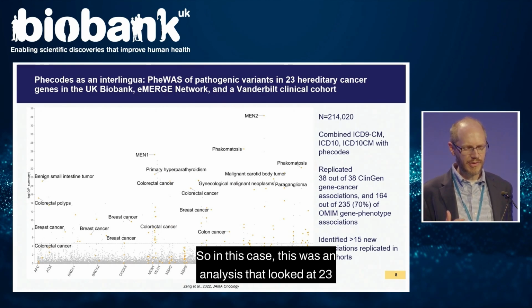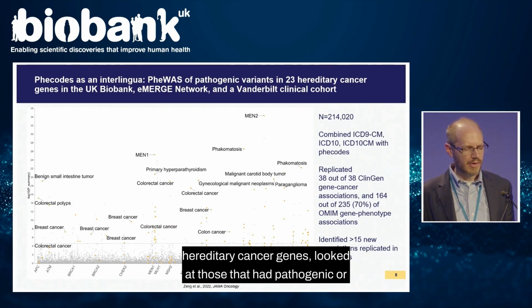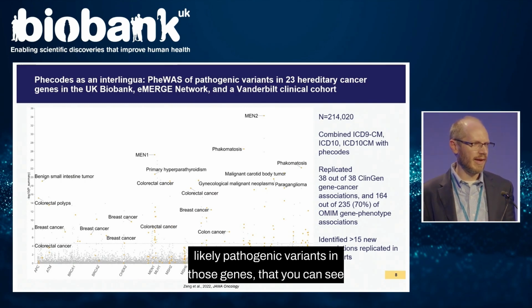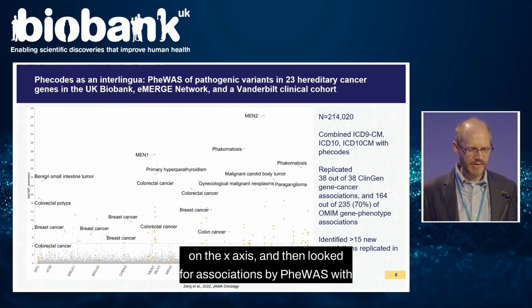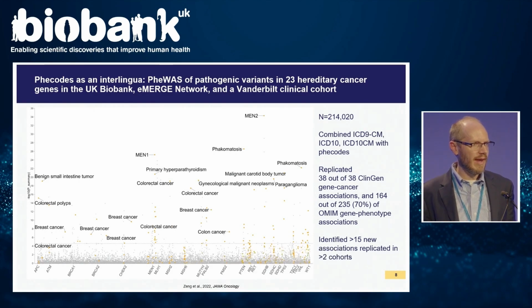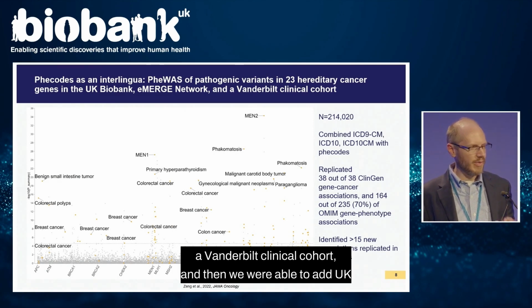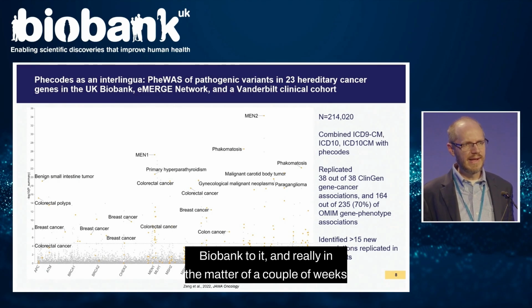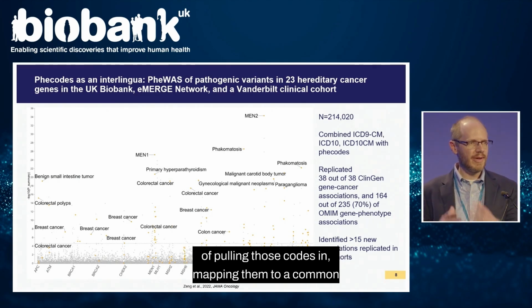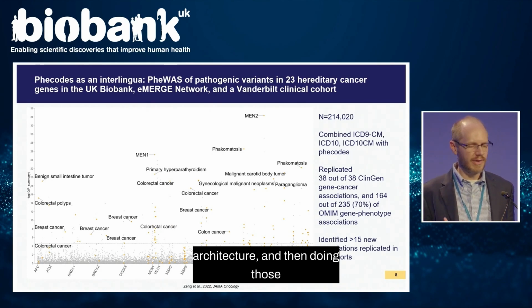So in this case, this was an analysis that looked at 23 hereditary cancer genes, looked at those that had pathogenic or likely pathogenic variants in those genes that you can see on the x-axis, and then looked for associations by FEWAS with these different conditions. It was started initially in the eMERGE cohort, and then combined a Vanderbilt clinical cohort, and then we were able to add UK Biobank to it, and really in the matter of a couple of weeks of pulling those codes in, mapping into a common architecture, and then doing those associations.